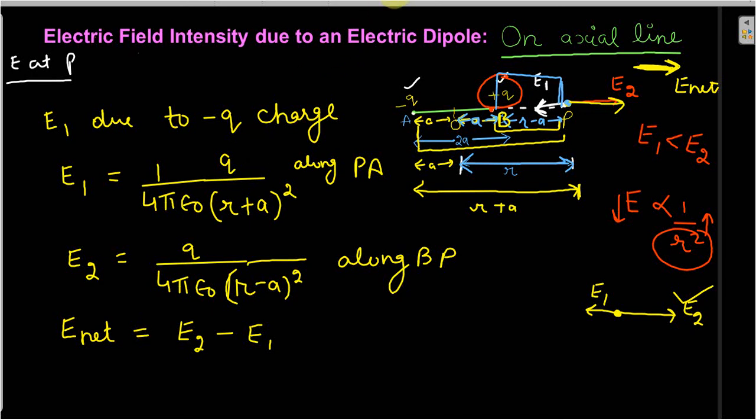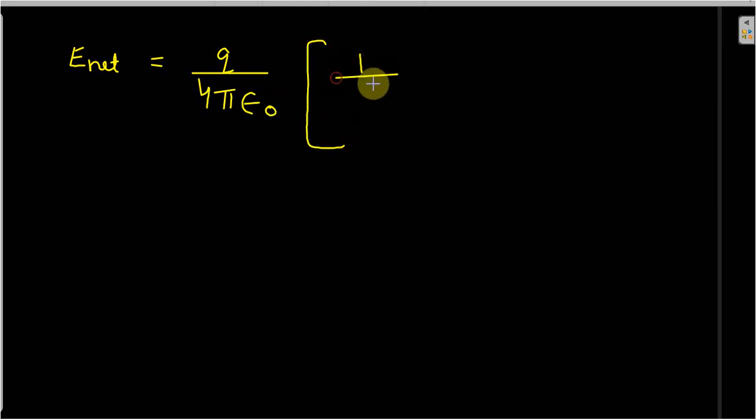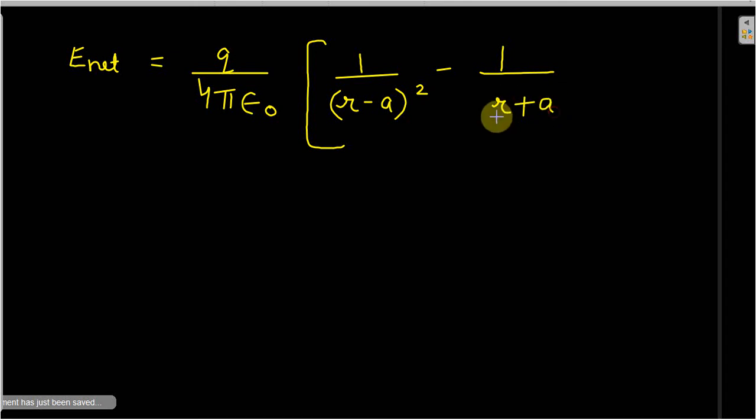In the next page we will go on to find the E net. Q by 4 pi epsilon is common in both the previous equations, and E2 has R minus A whole square, and this one has R plus A whole square. Now after this we will solve by taking the LCM.